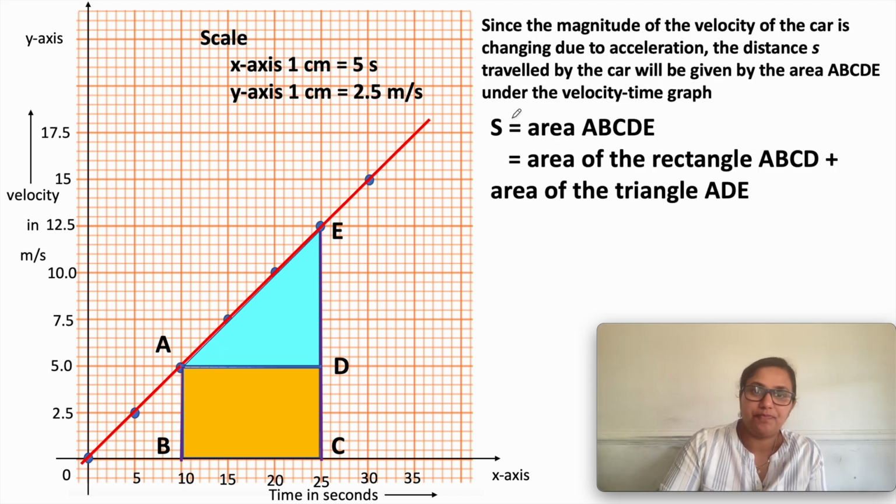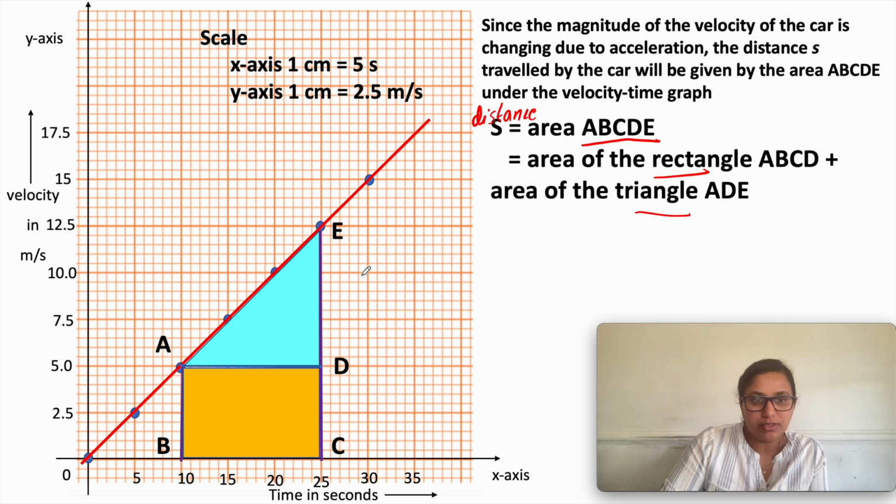We have the distance traveled by a car represented by S. So S is representing what? Distance. It can be calculated as what? Area ABCDE. Now what is area ABCDE? It is nothing but the area of this rectangle ABCD plus the area of the triangle ADE.